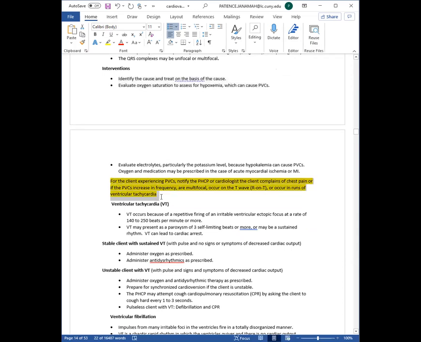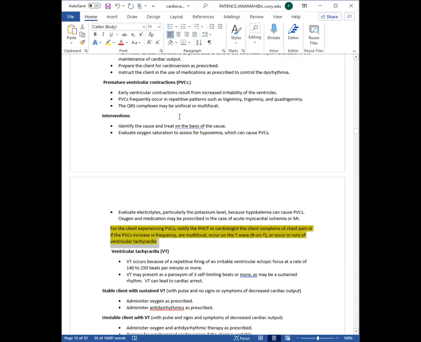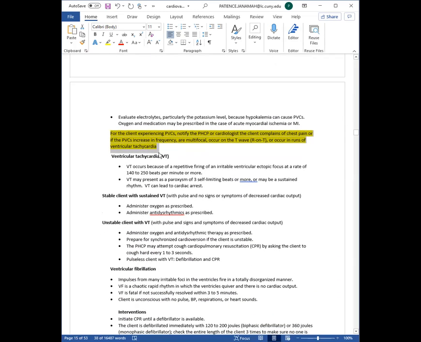Now, I put a note here in yellow that for the client who is experiencing premature ventricular contractions, we want to notify the care provider or the cardiologist if the client complains of chest pain. In case the client you are taking care of has been diagnosed with premature ventricular contractions, and the client complains to you of chest pain, then you quickly want to notify the provider, okay? And you also get an order for an EKG.